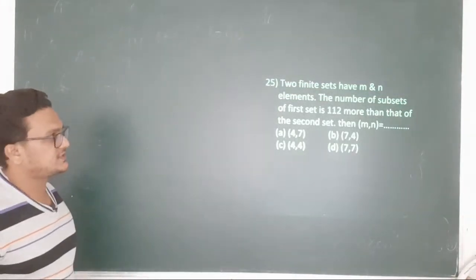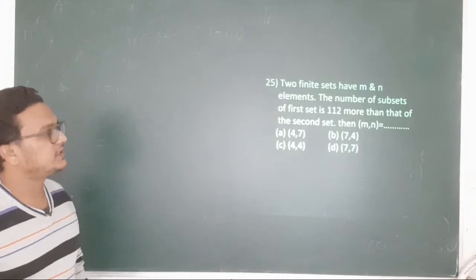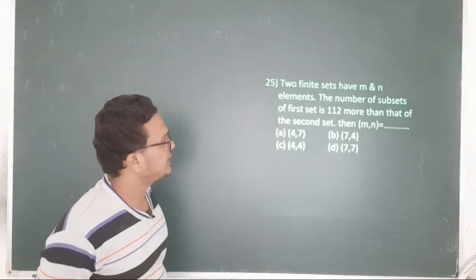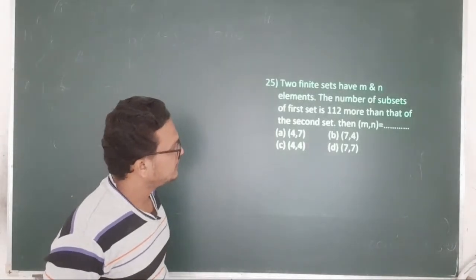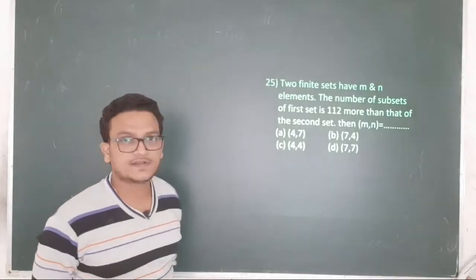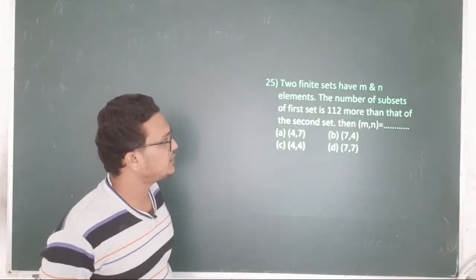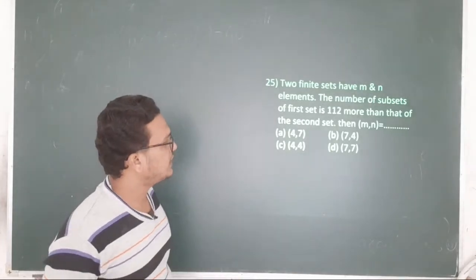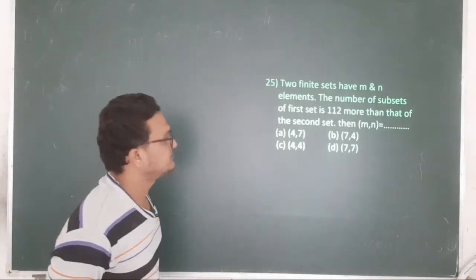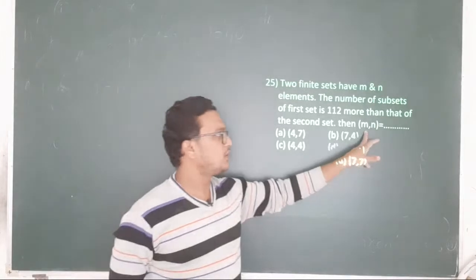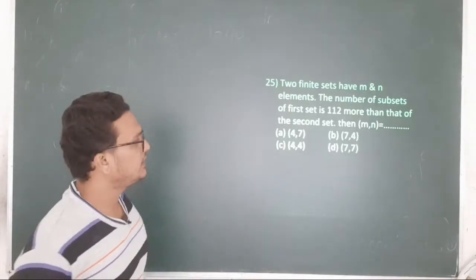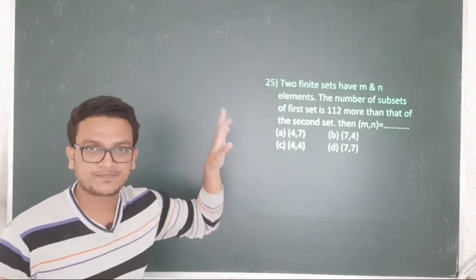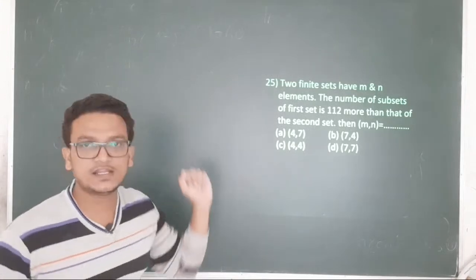Two finite sets have m and n elements. The number of subsets of the first set is 112 more than that of the second set, then the value of this ordered pair m, n, you have to find it. See here, there are two finite sets having how many elements? m and n elements.